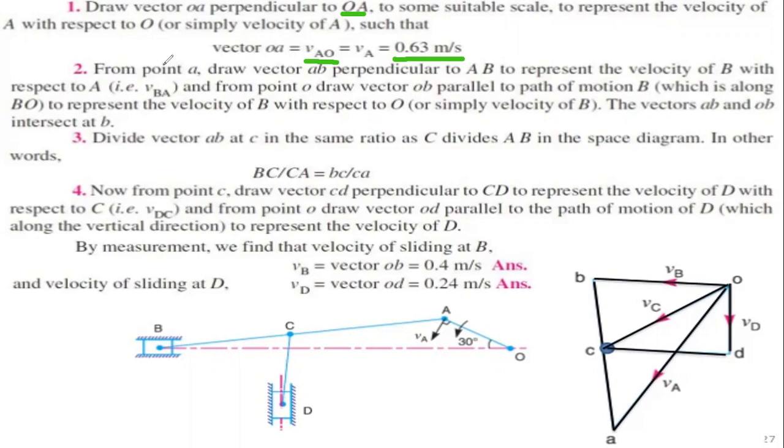Next, from the point A, draw the vector AB, which is perpendicular to the AB length that is in the space diagram. So we now take, from small a, from this point, a line AB. This AB line should be such that, in the original space diagram there is the AB line, and it should be in the perpendicular direction to it, that is, quite opposite, that is 90 degrees.